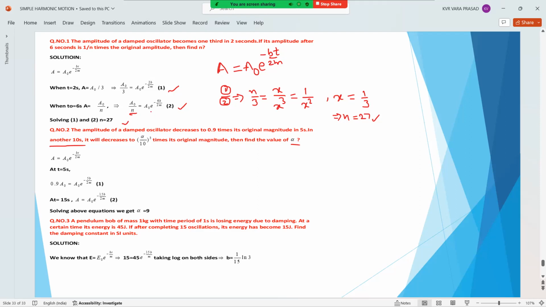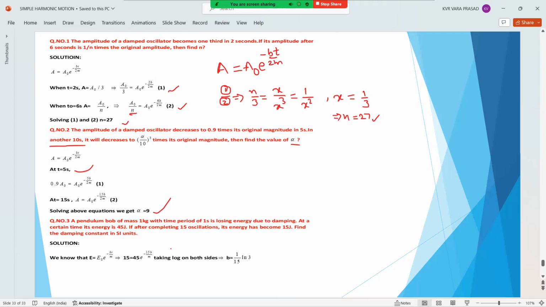Then say what we have written here. At t equal to 5 seconds, given 0.9 A naught, that is equal to A naught e power minus 5b by 2m. At t equal to 15 seconds, A equal to A naught e power minus 15b by 2m. So same as question number 1, and you are solving that, going to get alpha equal to 9. Okay. So 1 and 2 both are same kind of problems. Right. Let us now come to question number 3.